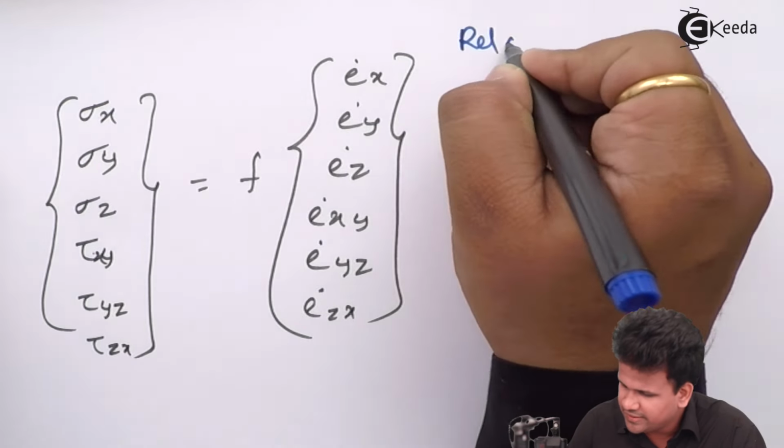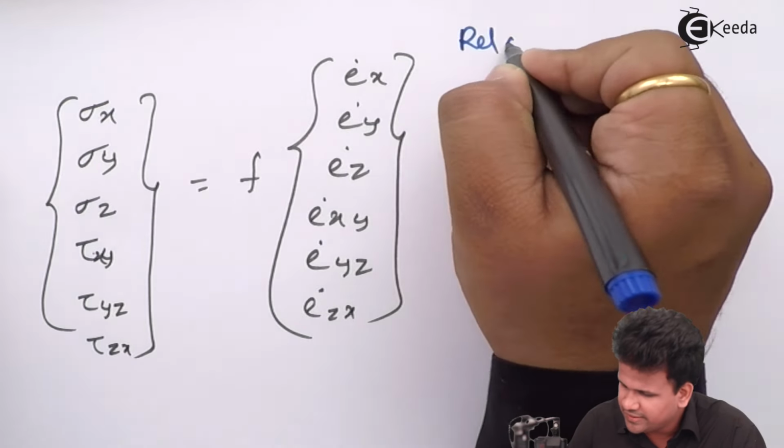Similarly, sigma y will be equal to minus p, that is pressure, plus 2 times mu dou v by dou y, minus 2/3 of mu into this entire term. This can be written as del dot v, that is the continuity equation. Similarly, sigma z can be written as minus p plus 2 into mu dou w by dou z minus 2/3 of mu into this entire term, that is del dot v again.